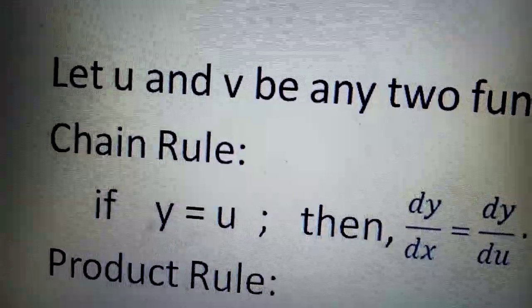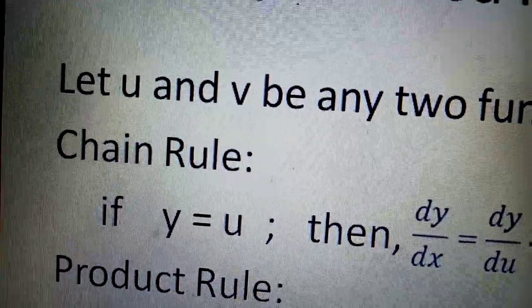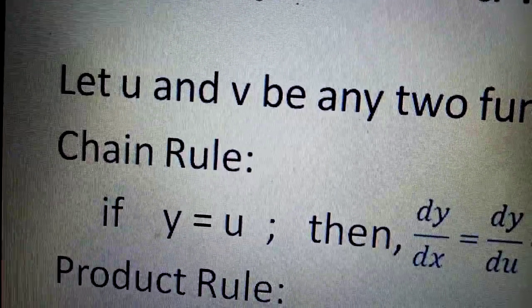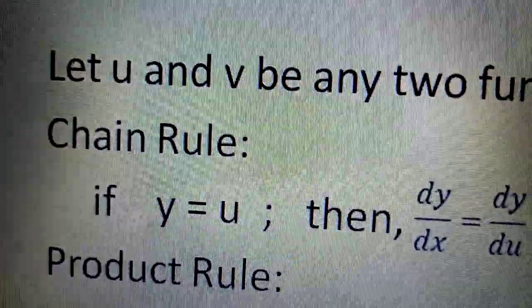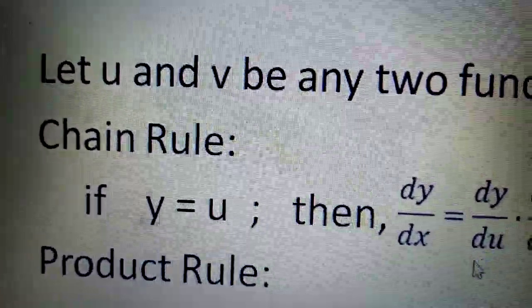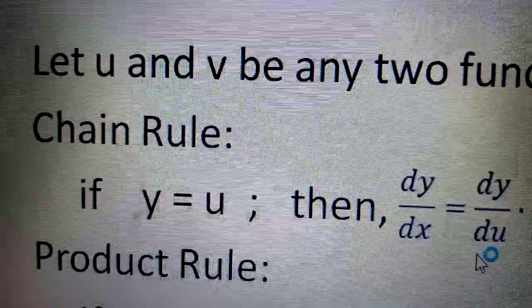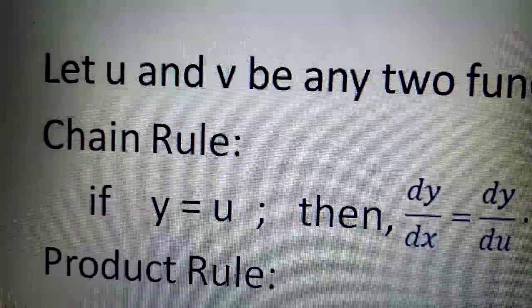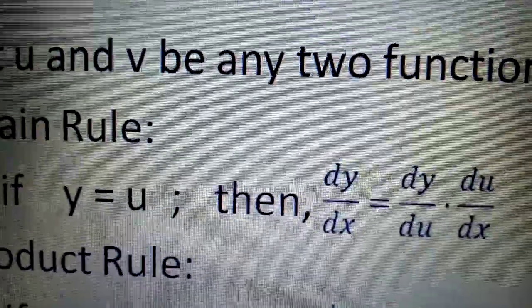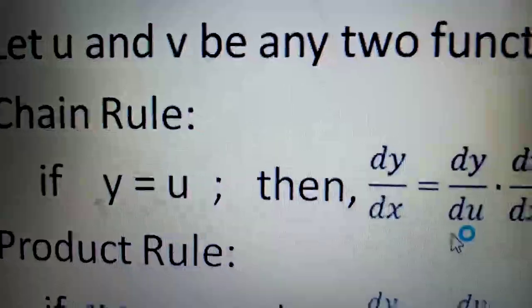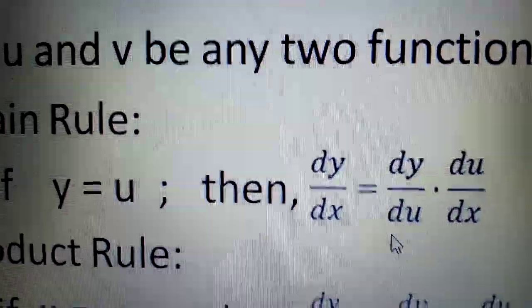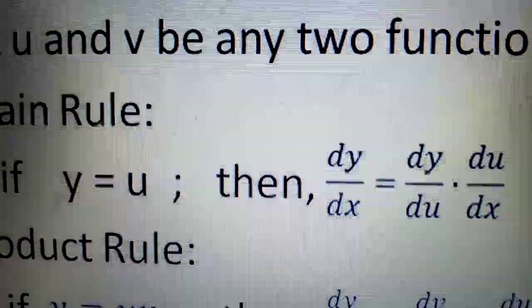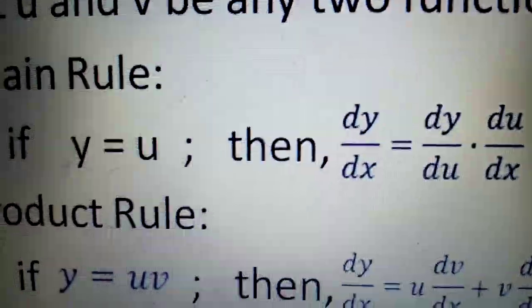This is a composite function. y is a function of u and u itself is a function of x. So to now link y to x, dy/dx is, first of all, we differentiate y with respect to u, multiplied by the differentiation of u with respect to x. That will now give us the differentiation of y with respect to x.